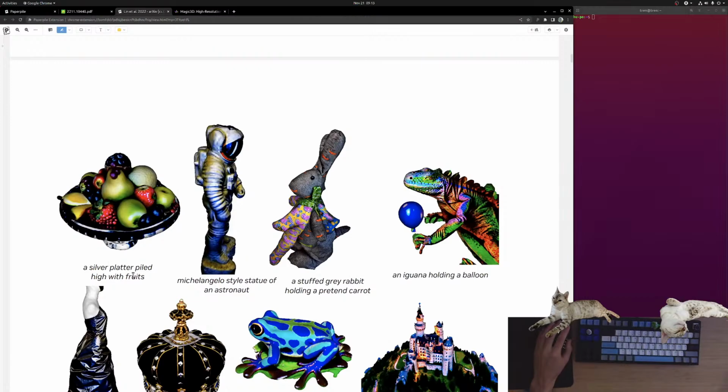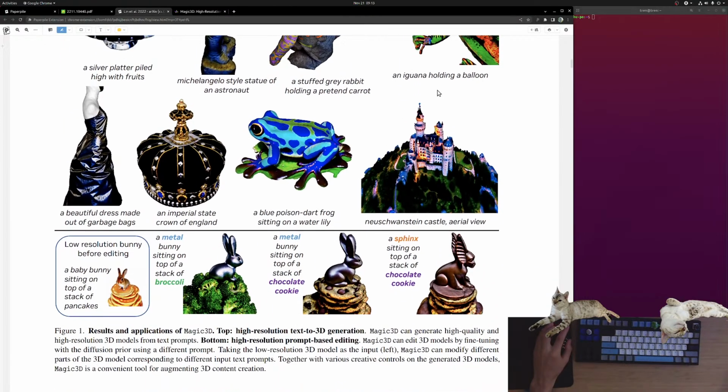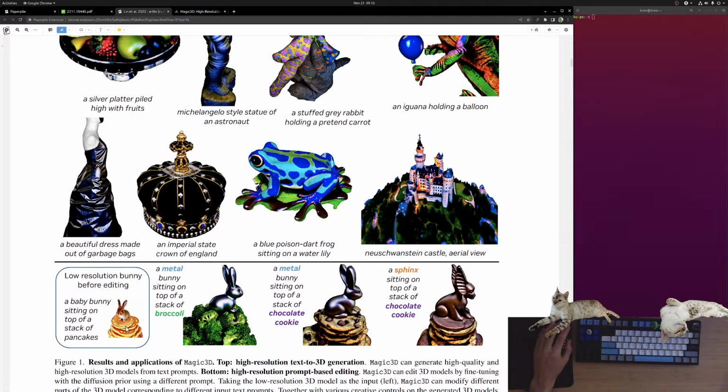Silver platter piled high with fruits. Okay, this is just examples. Beautiful dress made out of garbage bags. That's quite impressive. The reflection on that is what's impressive to me.